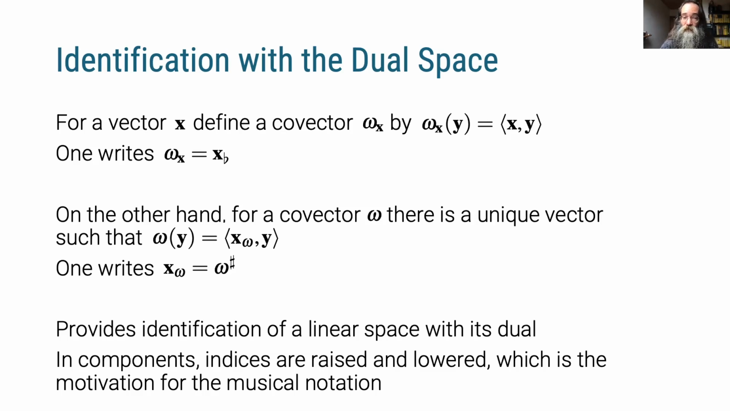On the other hand, if you have a covector in the other direction, then from linear algebra we know that there is a unique vector such that this linear functional acting on y is just given by the inner product of x omega with y. And one usually writes x omega is omega sharp. So these two mappings, flat and sharp, provide an identification of the dual space of a linear space with its dual space. And the motivation for the names comes from the musical notation, because if we look at these operations now in charts, we will see that this means that indices are actually raised and lowered.